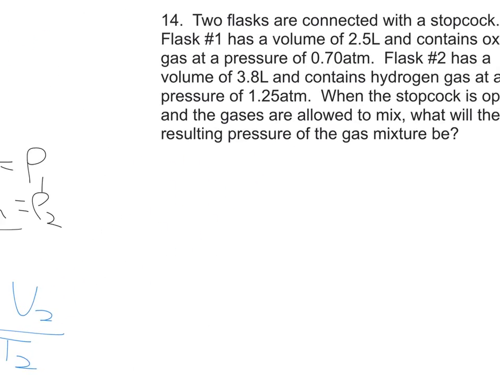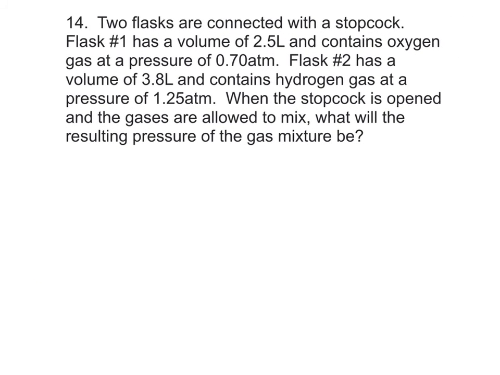All right. Last one, and I've gotten a lot of questions on this one. Two flasks connected with a stopcock. Flask 1 has a volume of 2.5 liters with oxygen gas at 0.7 atmospheres. Flask 2, 3.8 liters, hydrogen gas at 1.25 atmospheres.